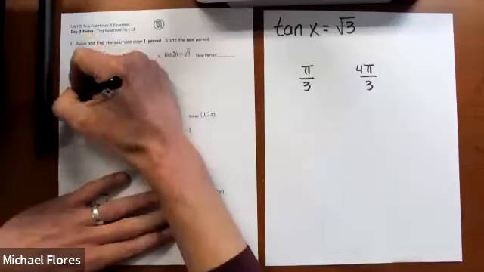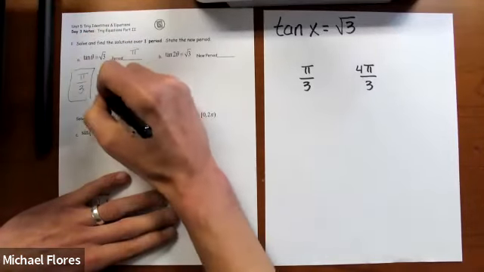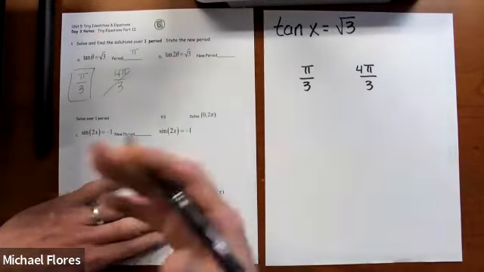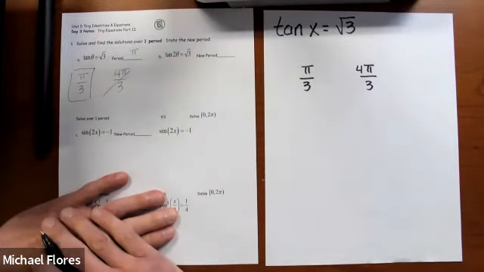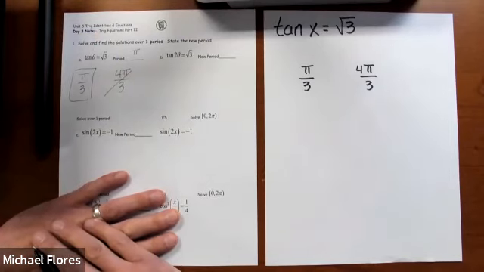Pi over 3 is an answer because pi over 3 is less than pi. 4 pi over 3 is not an answer because it's greater than pi. It would take more than 1 period to accomplish 4 pi over 3 radians.